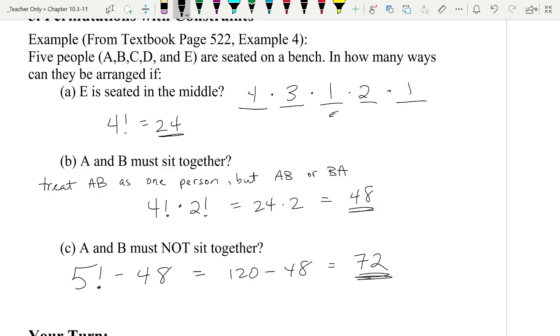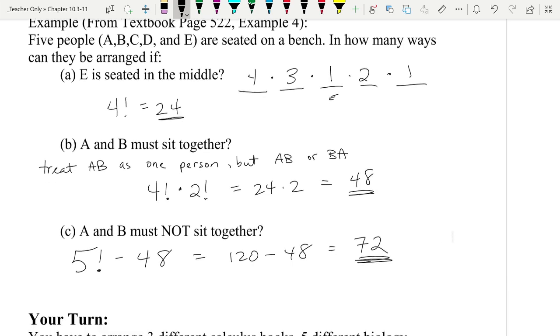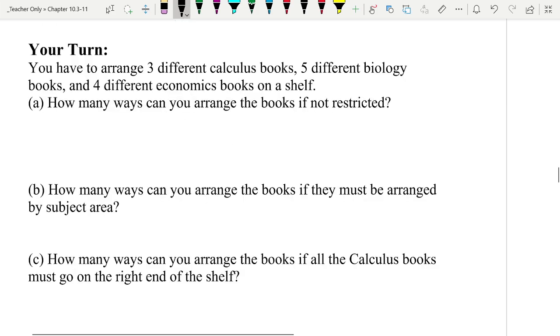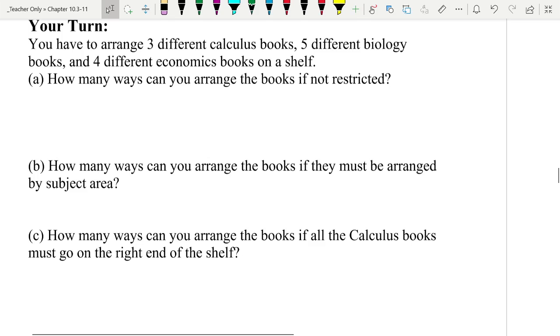All right, I want you to try some now. You have to arrange 3 different calculus books, 5 different biology books, and 4 different economics books on a shelf. How many ways can you just throw them up on the shelf? Doesn't matter. It could be a calculus book, then a biology book, then another biology book, then an economics book, just randomly. How many different random arrangements are there if there's no restrictions?